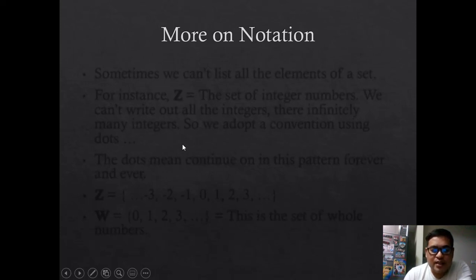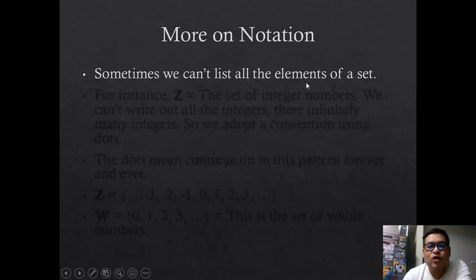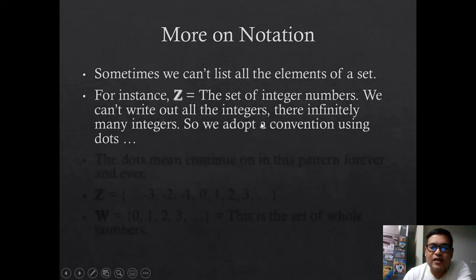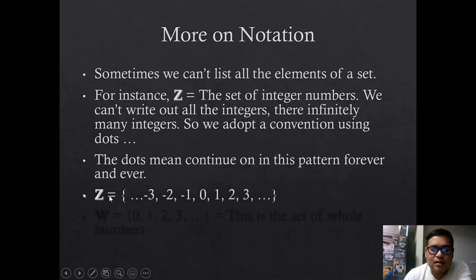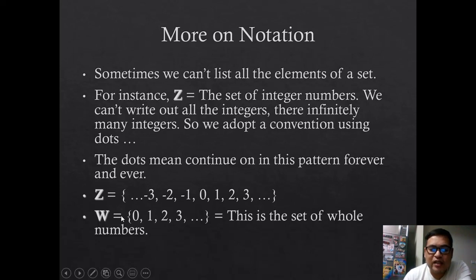So we're heading towards the end of this video lesson. More on notation: sometimes you can't list all the elements of a set. For instance, Z, the set of integer numbers, we can't write out all the integers because it's infinite. So we use the dots. I already mentioned this one. For the set of integers, the set of whole numbers or natural numbers, we use the dots. So take note of that.